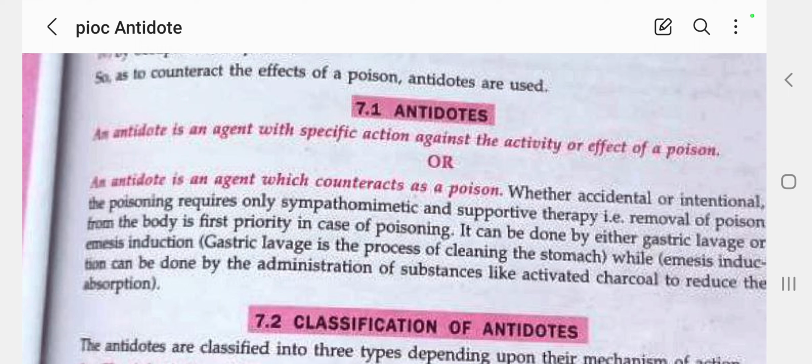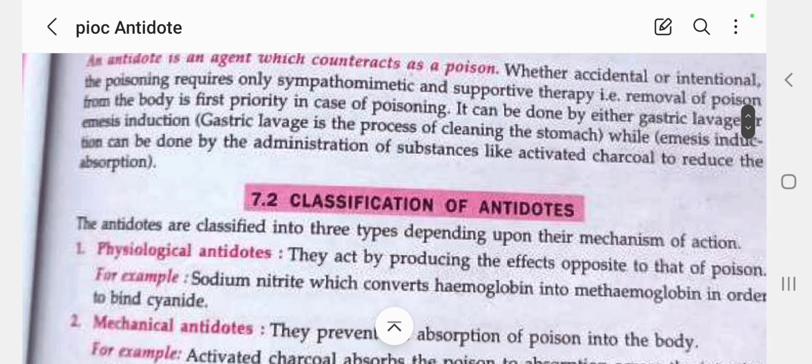It can be done by either gastric lavage or emesis induction. Gastric lavage is the process of cleaning the stomach, while emesis induction can be done by administering a substance like activated charcoal to reduce absorption. In gastric lavage, we insert a pipe through the mouth and esophagus into the stomach itself, and thereby suck the poison from the stomach. The next one is emesis induction, done by administering a substance like activated charcoal to reduce absorption.